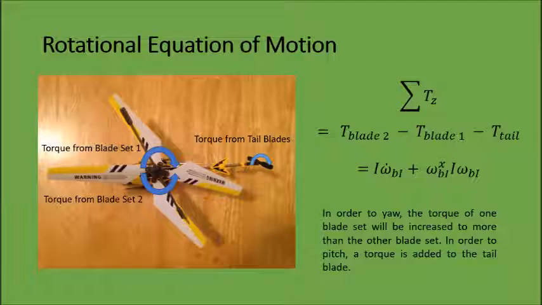As you can see, in order to yaw, the torque of one blade set will be increased to more than the magnitude of the torque from the other blade set, since the two sets of blades are counter-rotating. In order to pitch, a torque is added to the tail blade. For general motion, the tail blade does not produce a torque in order to simply rotate or move up and down. However, the torque is necessary if you would like to translate forward or backwards.